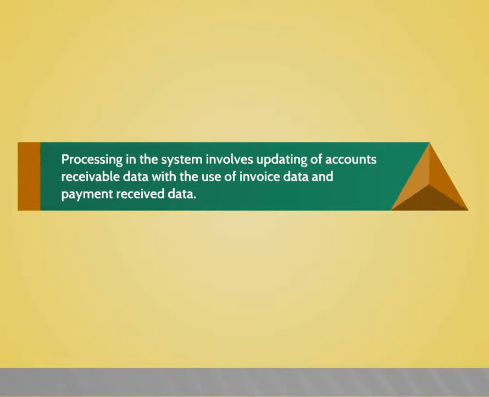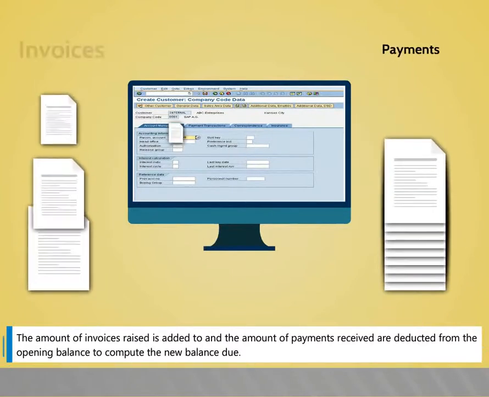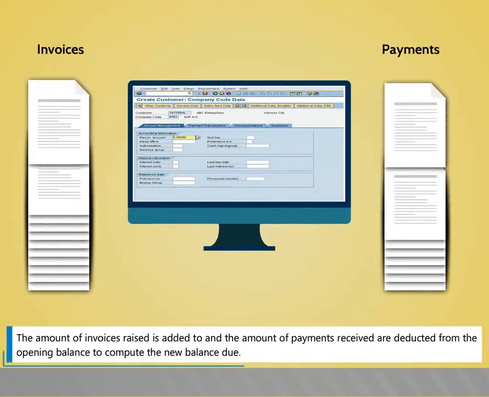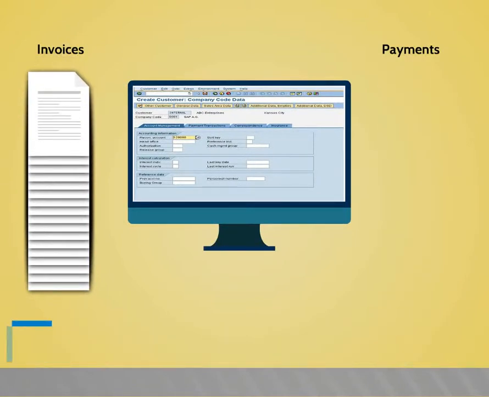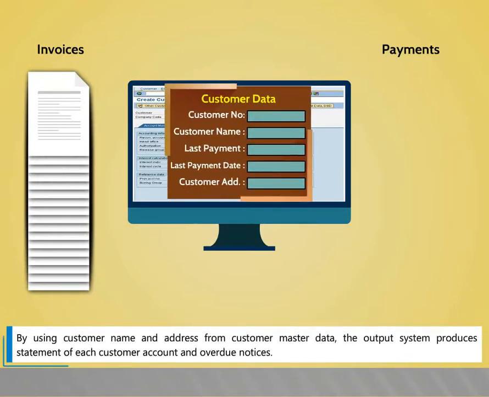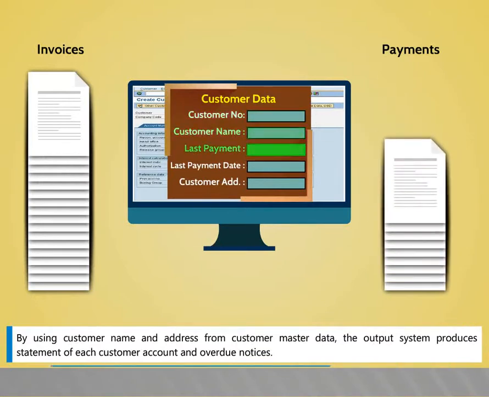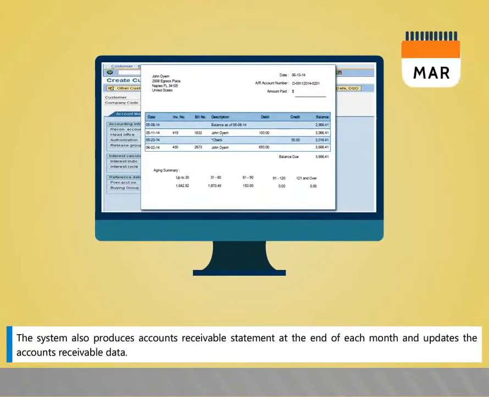Processing in the system involves updating of accounts receivable data with the use of invoice data and payment received data. The amount of invoices raised is added to, and the amount of payments received are deducted from the opening balance to compute the new balance due. By using customer name and address from customer master data, the output system produces statement of each customer account and overdue notices. The system also produces accounts receivable statement at the end of each month and updates the accounts receivable data.